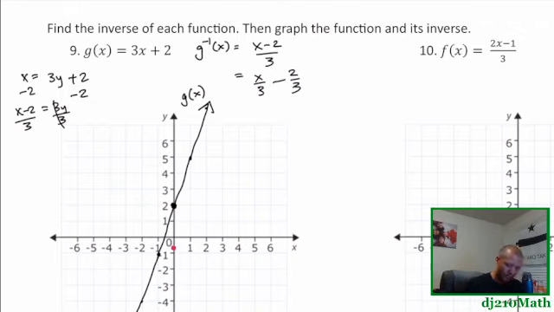And then the slope, right, 1 over 3. So I'm going to go up 1 over 3. Up 1, over 3.